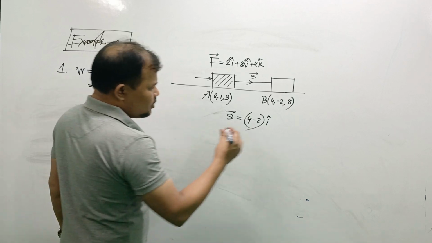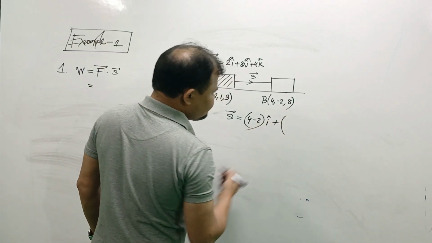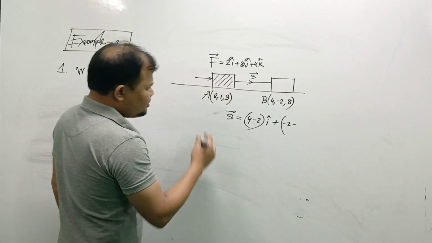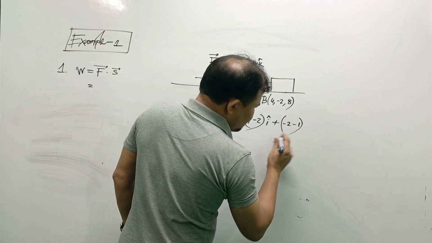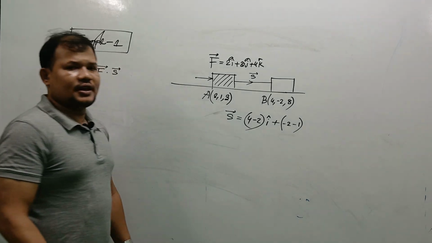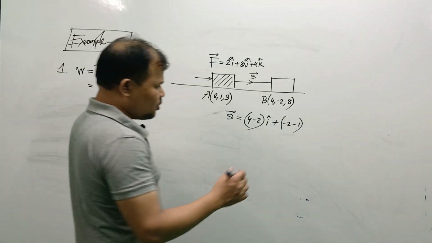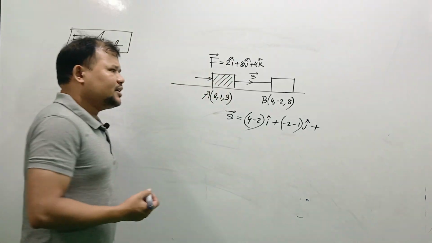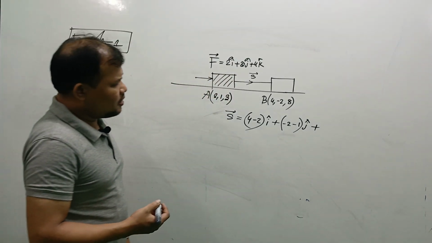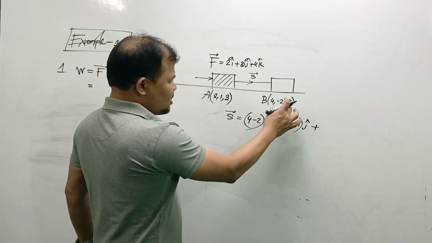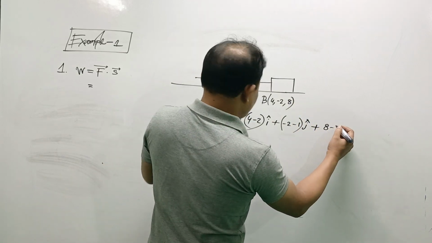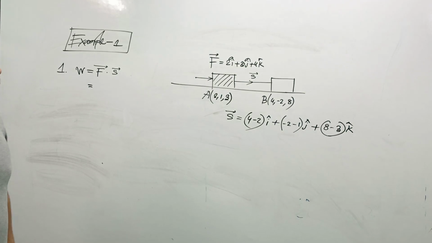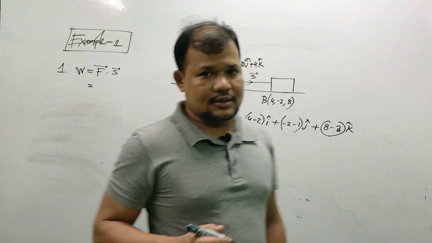Now we write plus. This point is minus 2 minus 1. This is the difference along the direction of the y-axis, so we write j cap. Now we take the difference along the z-axis: 8 minus 3. This is k. I think that all of you clearly understand this notation.